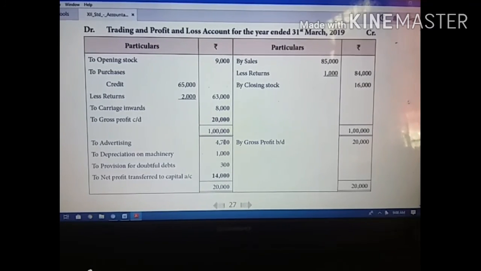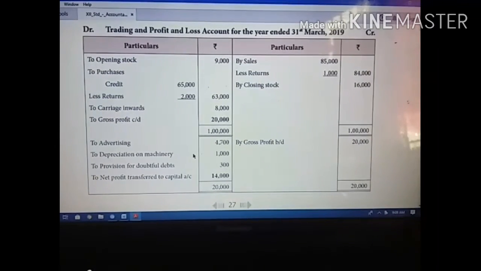Then advertisement is an indirect expense, so I have to enter it in the P&L. Depreciation on machinery and provision, these are all the adjustments given in your book. So we have to find out the depreciation value on the machinery. The machinery value is 20,000. From 20,000 we have to find out the depreciation. They have given a percentage, 5%.